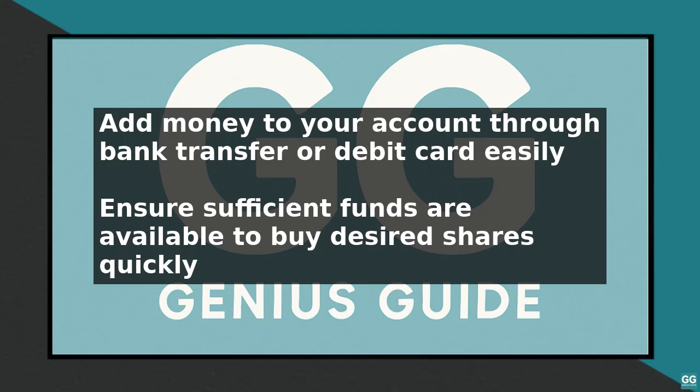To buy a fractional share, click on the Buy button and enter the amount you want to invest. You can invest as little as $1, making it easy to get started with investing. You will then see the number of shares you will get for your investment, which may be a fraction of a whole share. After you confirm your purchase, the shares will be added to your portfolio.